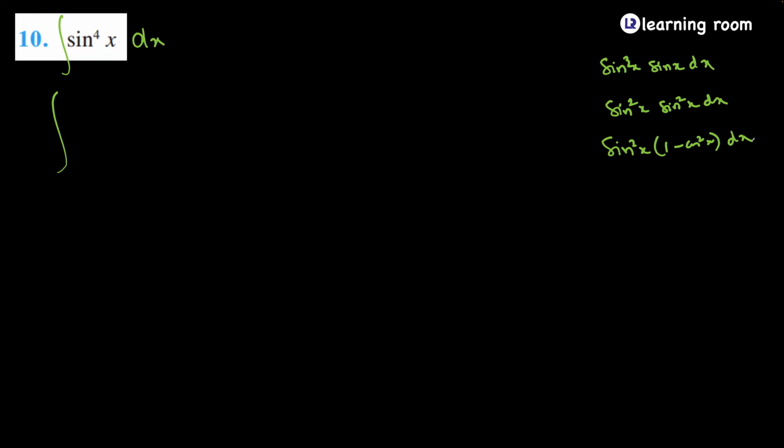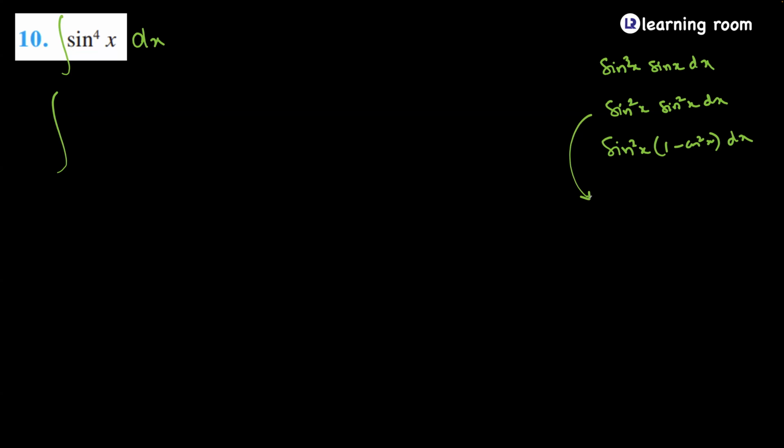Don't restrict yourself to writing sine square x only as 1 minus cos square x. Think of another alternate. Maybe you can try like that and see. So here you wrote it as sine square x into sine square x, no?